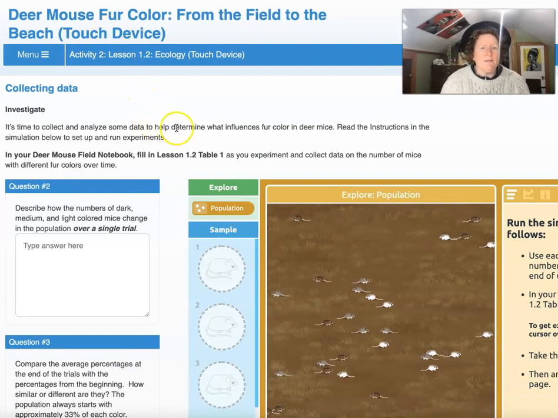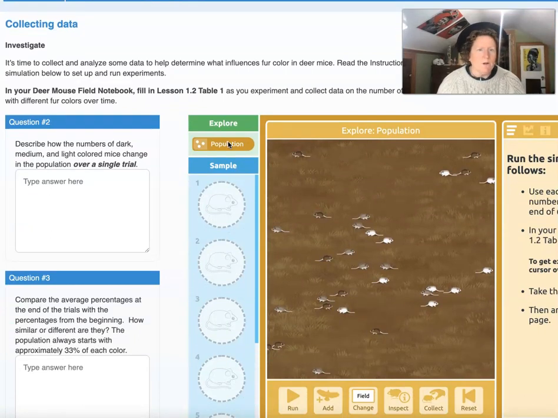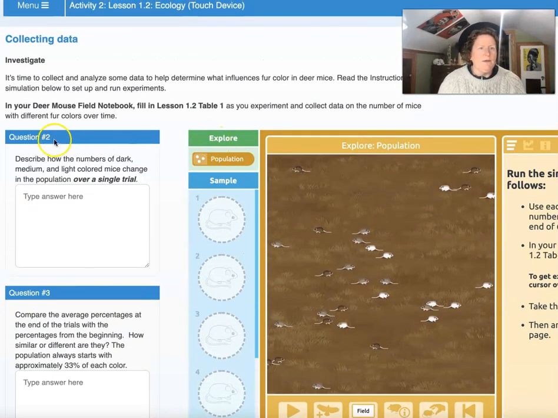So it's time to collect and analyze some data to help determine what influences fur color in deer mice. Read the instructions in the simulation below to set up and run experiments. In your Deer Mouse Field Notebook, fill in Lesson 1.2, Table 1, as you experiment and collect data on the number of mice with different fur colors over time.